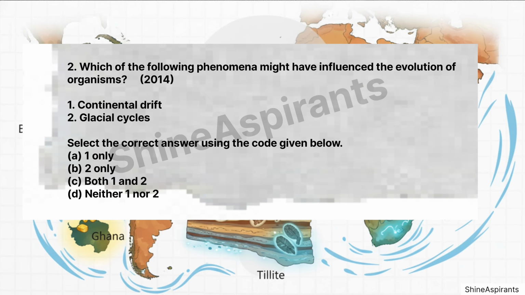Question 2, UPSC Prelims 2014. Which of the following phenomena might have influenced the evolution of organisms? 1. Continental drift. 2. Glacial cycles. Option A, 1 only. Option B, 2 only. Option C, both 1 and 2. Option D, neither 1 nor 2. Pause 8 seconds.